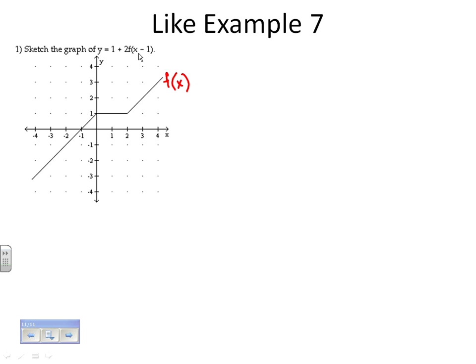So there are 3 things going on here. We have a horizontal shift to the right 1. We are doing a vertical stretch of 2. And we're also shifting up 1. Even though the 1 is in front instead of behind it, it's still a shift up 1.